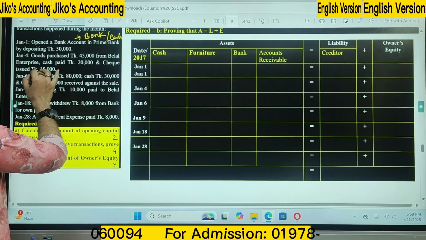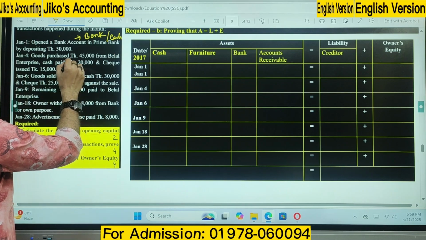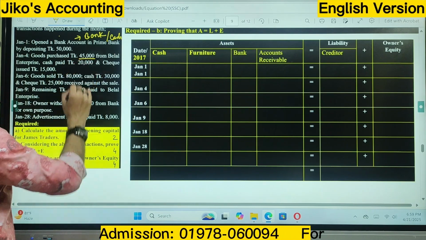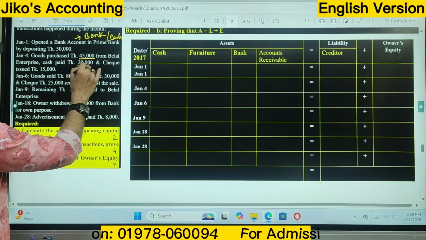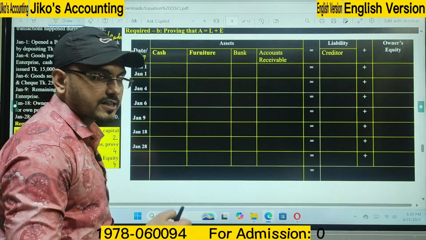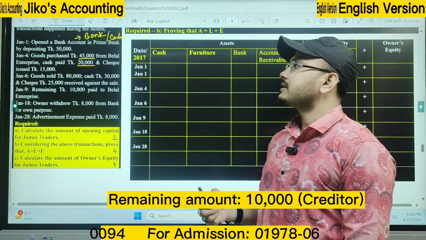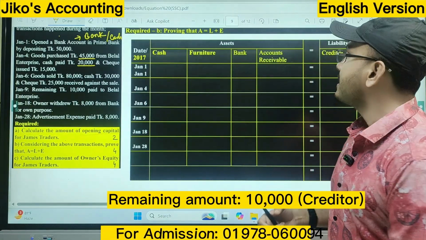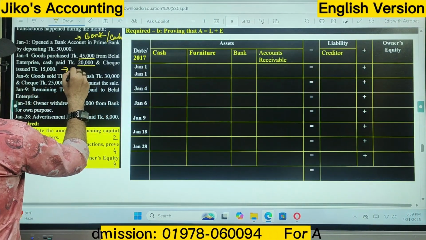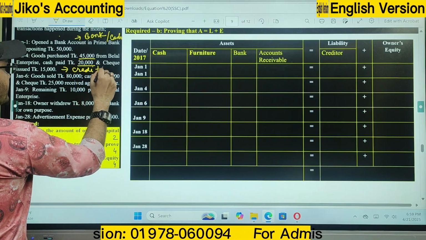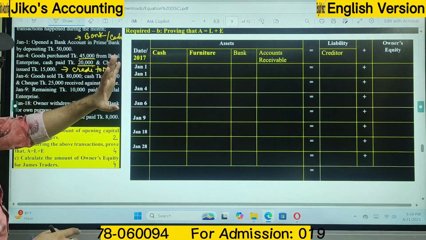Goods purchased from Ballard Enterprise, cash paid, check. Now try to get this one. What is the total amount of goods purchased? 45,000 taka. How much have we paid? 20,000 and 15,000, that means in total 35,000. How about the remaining 15,000 taka? The person or organization to whom we have to pay should be considered a creditor. So here we get another account name, creditor. That means still we have found two elements of the asset and one element of the liability.